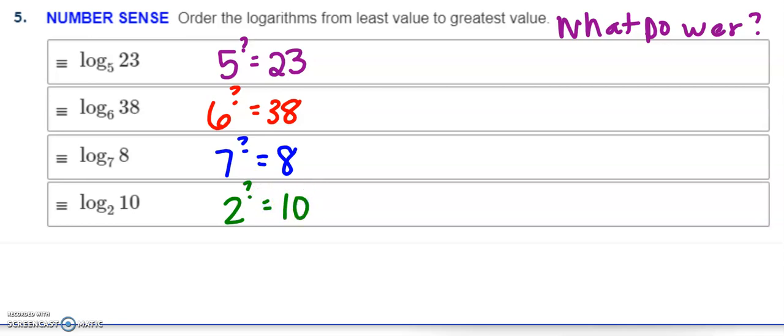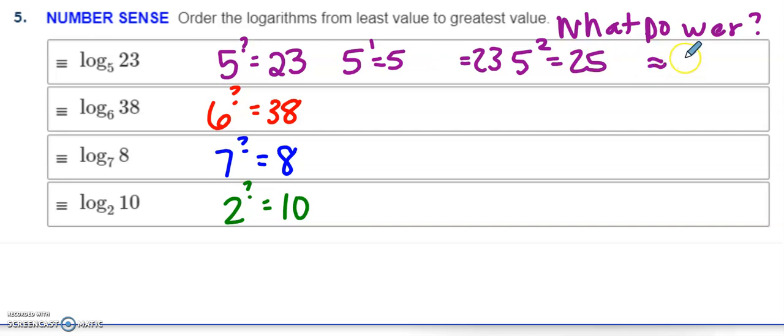So if I think about the powers from my power booklet, I know that 5 to the first is 5, and I know that 5 squared is equal to 25. So that means that if I want to be equal to 23, which is in between 5 and 25, I'm going to be somewhere between 1 and 2.